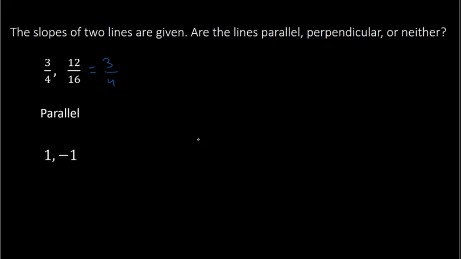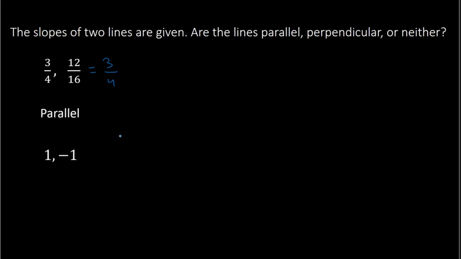Example 2, if we had 1 and negative 1, are the lines parallel, perpendicular, or neither? Well, we know that it cannot be parallel because parallel needs to have the same slope. This is not the same slope. So maybe it's perpendicular. Well, perpendicular needs to be negative reciprocals.